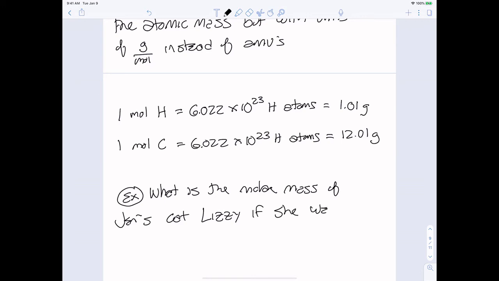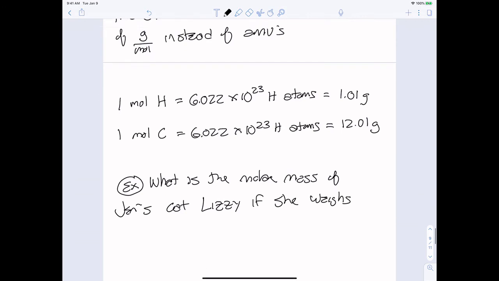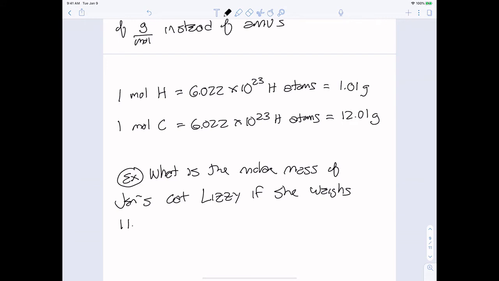If she weighs, she's gotten fat lately, 11.8 pounds. She should only weigh 10, but she weighs close to 12.